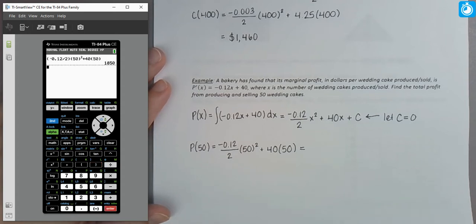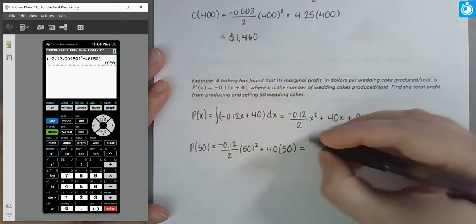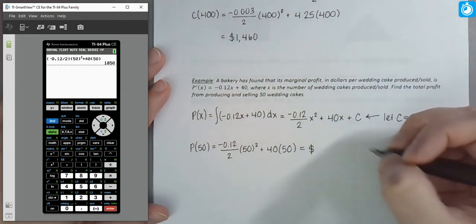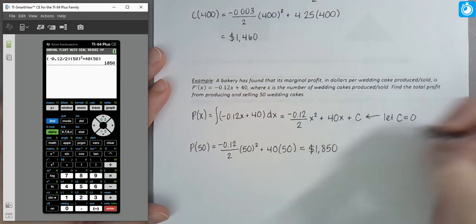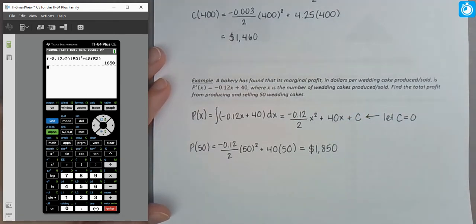And again, what is the unit here? Well, we're talking about profit, which is going to be in terms of currency. So that's going to be $1,850. So this idea of going from a marginal function to a total function, reversing the process that was used to differentiate and find a marginal function, is just one application of the antiderivative.